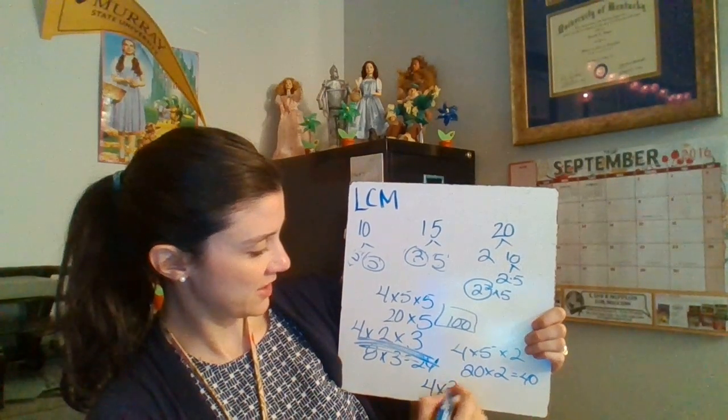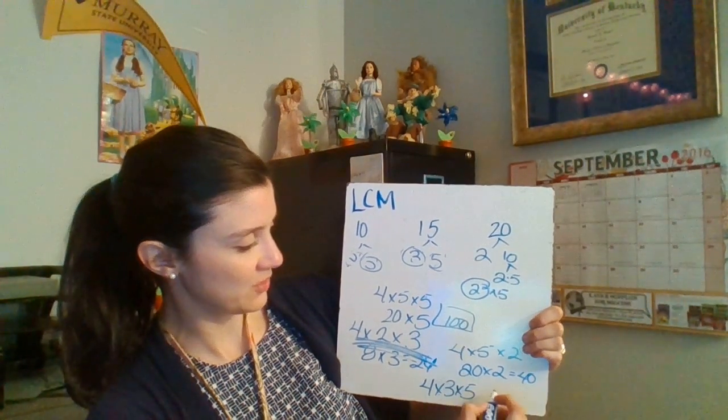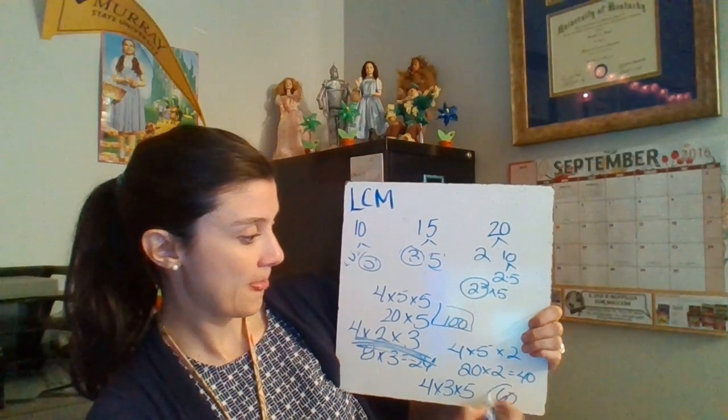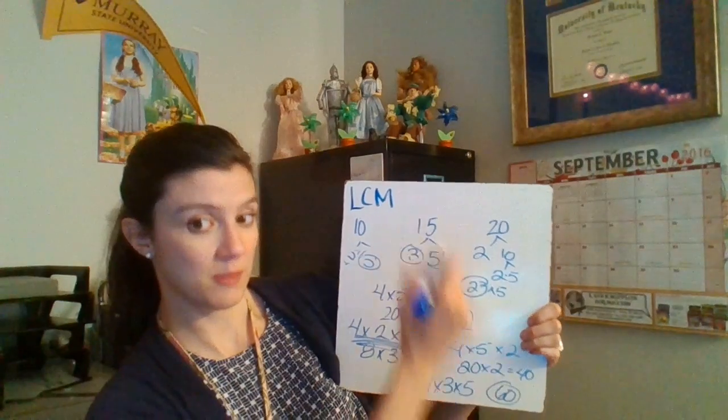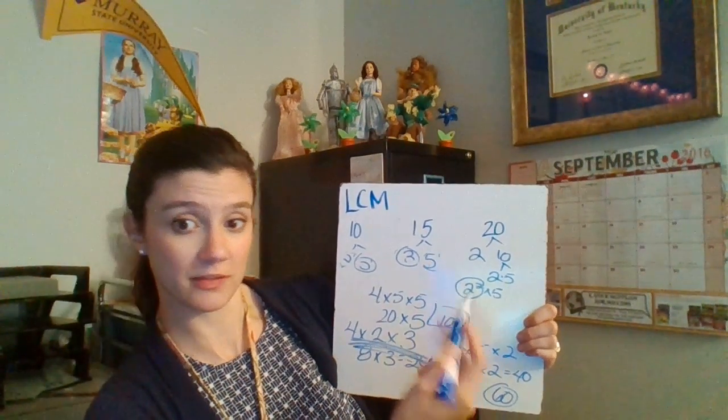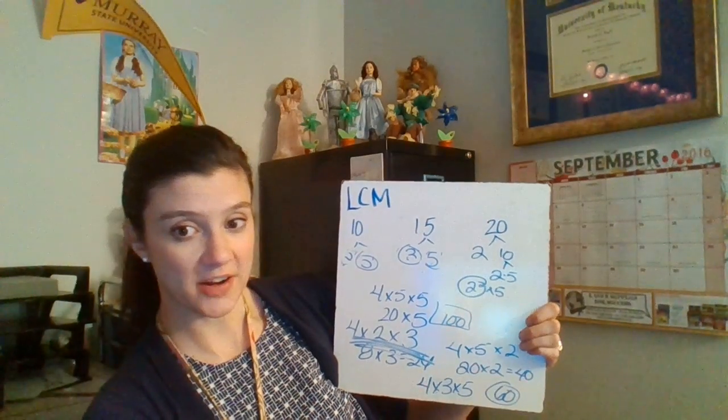4 times 3 times 5. 4 times 3 is 12. 12 times 5 is 60. That's less than 100, and 60 is a multiple of all those numbers. So 60 is our answer for that one. You could have just done lists as well. So if you have any questions about those, come back with them tomorrow. Or if you want to replay and try again, you can. But we'll talk more about it tomorrow.